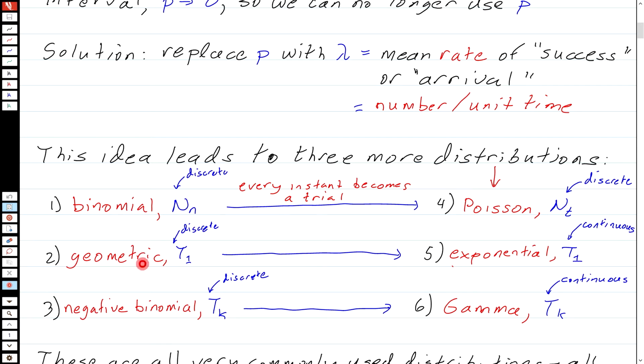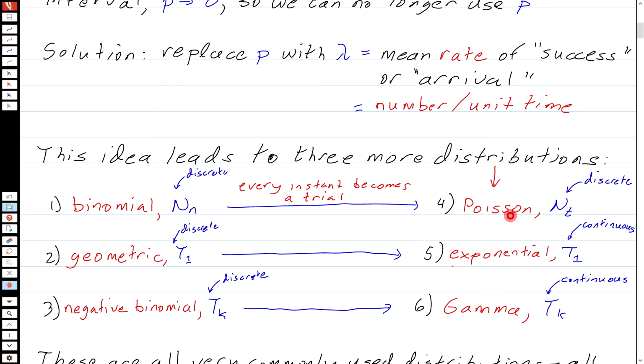The next 2 on the right-hand side are the first 2 common continuous distributions that we look at. The first 3 here, binomial, geometric, negative binomial, are counting numbers of trials, and so they're discrete. Sorry, I should be saying number of successes rather than number of trials. On this side, it's the number of trials till the first success, or the number of successes in n trials, and so on and so forth.